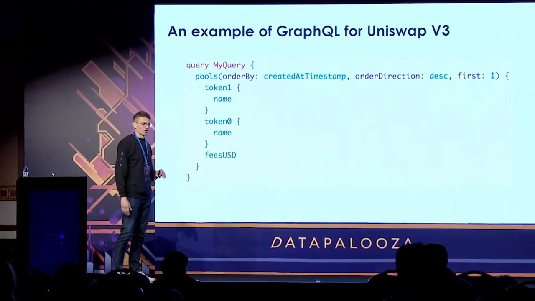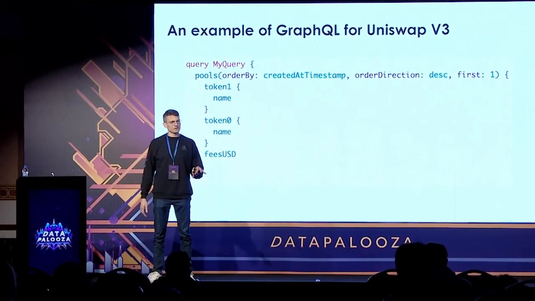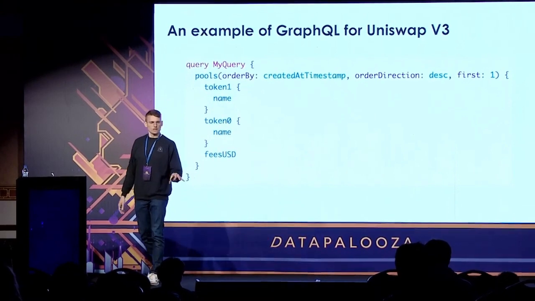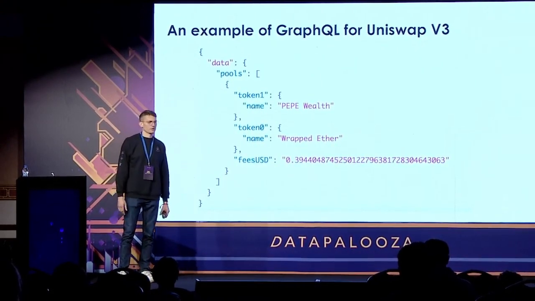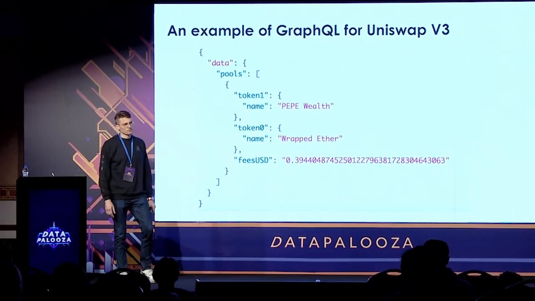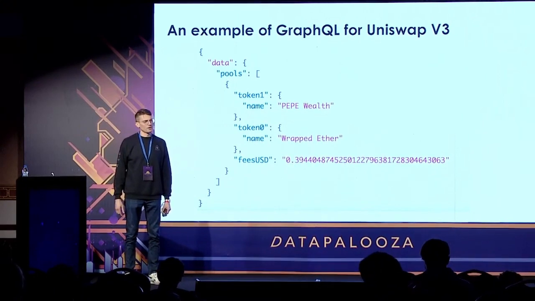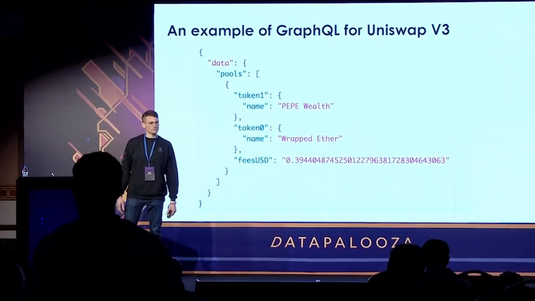This particular query is for the Uniswap v3 subgraph, and when you run this query, it gives you the latest token pair that was created. And when I ran that query last night, I saw that this token pair was the most recent pair, Pepe Wealth and Wrapped Ether, and I also asked for how many fees had gone into that pool.